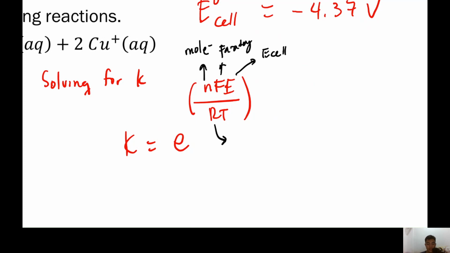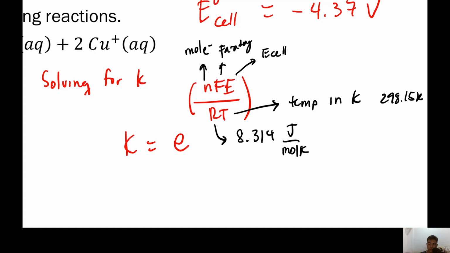What is R? R is a gas constant. However, it is different from the 0.08206 liter atmosphere per mole Kelvin constant. We are going to use a gas constant that is in energy form, okay, which is 8.314 joule per mole Kelvin. And T is the temperature in Kelvin. If not stated, this is usually 298.15 Kelvin or 25 degrees Celsius. If not stated, that's usually 25 degrees Celsius.